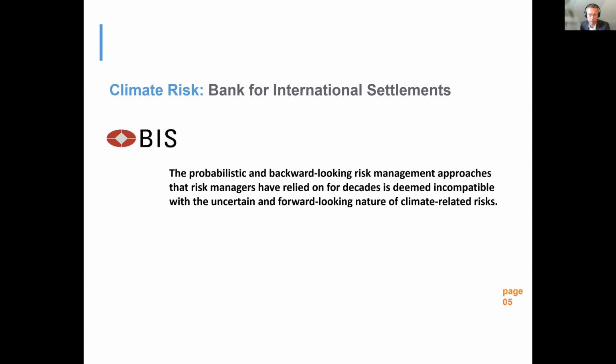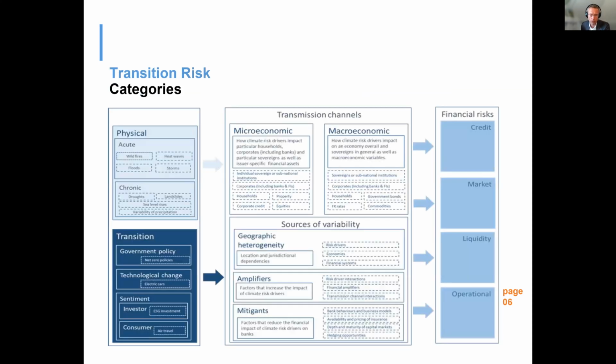We bounced back from the great financial crisis. We bounced back from COVID. There's no bouncing back from climate change. Next slide, please.